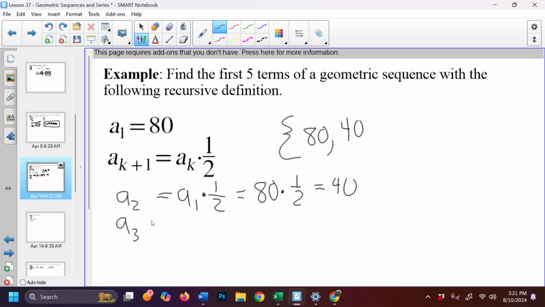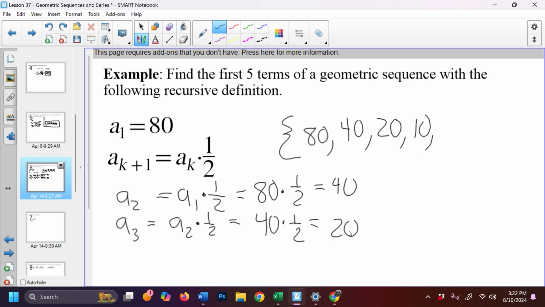Then a sub 3 will be equal to, so if k plus 1 is 3, then k is just 2. So I'll have a sub 2 times a half. And then we just calculated what a sub 2 was. It was 40. We'll go 40 times 1/2. That'll give me 20. And I see the pattern here. We're not going to waste a bunch of time going through all of these. If I multiply 20 by a half, that'll give me 10. I'll multiply 10 by a half. That will give me 5. And that is my solution.